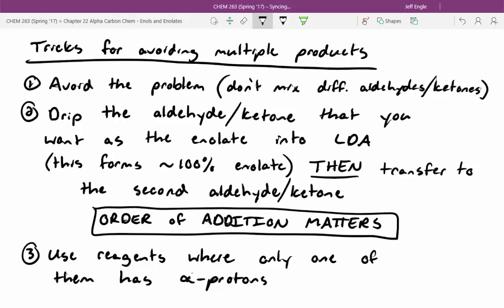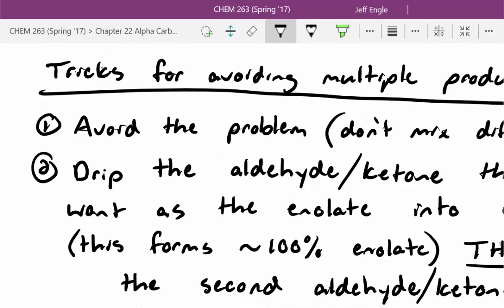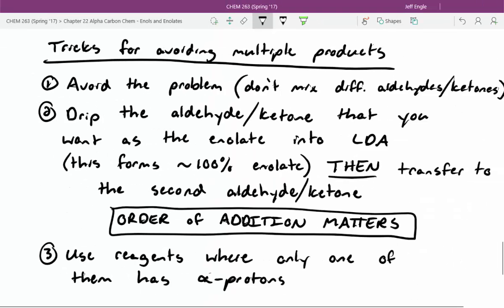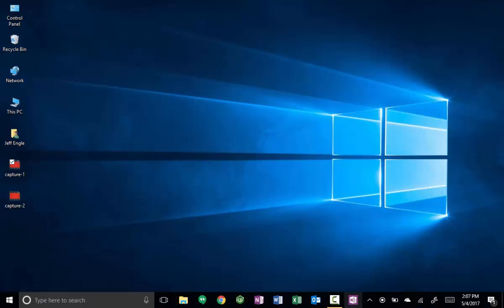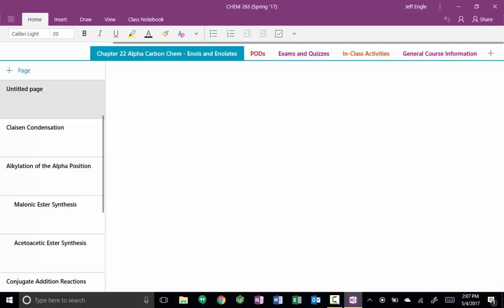Sorry, I lost all my stuff here. Come on. All right, let me reopen it. Sorry, I think my adapter's on the fritz here.